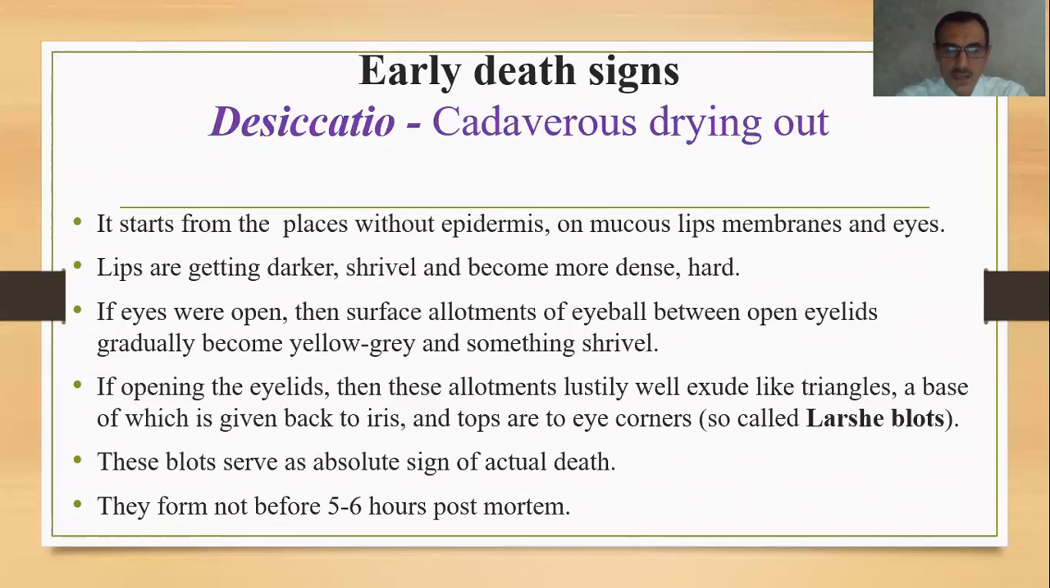If the eyelids are opened, these areas are clearly visible like triangles, the base of which faces the iris and the tops are toward the eye corners, called Larche spots. These spots serve as an absolute sign of actual death. They form not before 5 to 6 hours post-mortem.